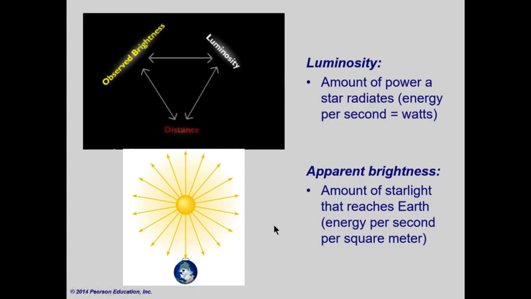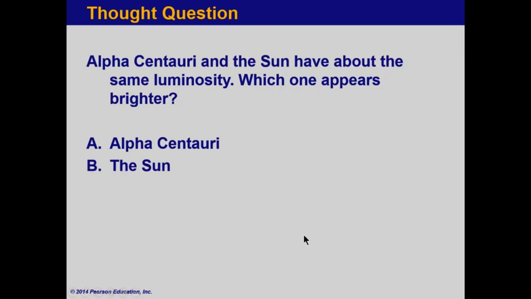So you will hear people talk about apparent brightness, and that is the amount of light that we actually get to see that actually reaches the Earth. Luminosity, again, is actually what's being created. All right, so a little bit of a thought question. I'm going to take you through a couple of steps to get to that.